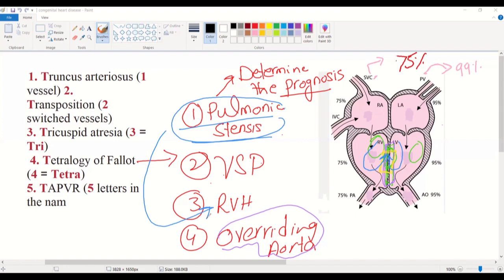How does the child present in tetralogy of Fallot? Can anybody tell me? The child presents with a hypercyanotic spell or tet spell, right? Yes. So what are the triggers of the tet spell? Can anybody tell me the triggers of the hypercyanotic spell?